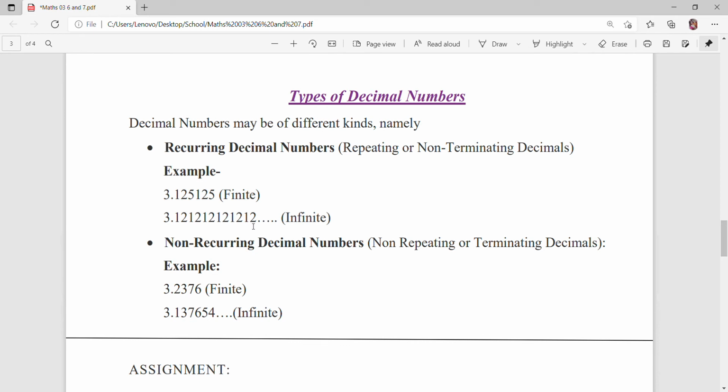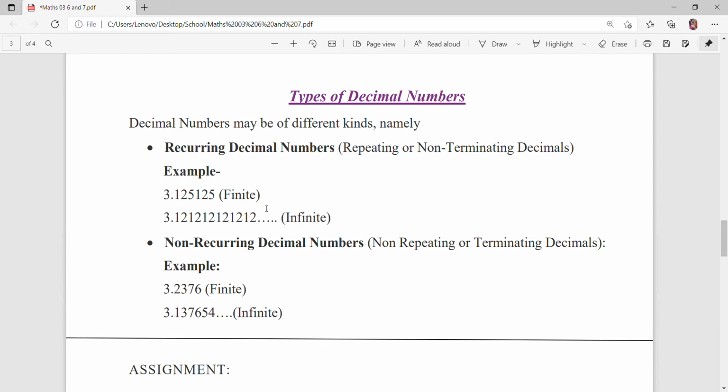3.1212121212... It is infinite. The full 12121212 can be represented. What do we call this? It is repeating. 12121212 is repeated so many times. That decimal is known as a recurring, repeating or non-terminating decimal number. A number which is repeated after the decimal point is known as a recurring decimal number.